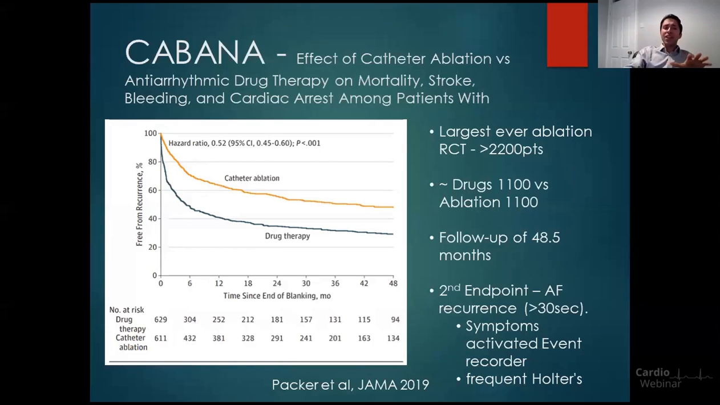But anyway, the point about this trial, and the only reason I'm picking up on this trial, is that this provided us robust data to say that AF ablation works in helping patient symptoms. Okay, so Mr. Smith, maybe we should refer him. Have you got any more data?